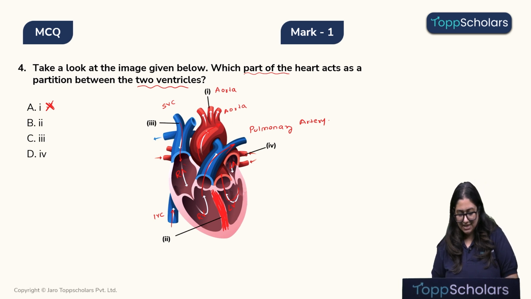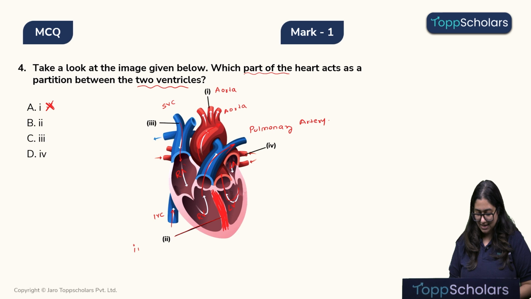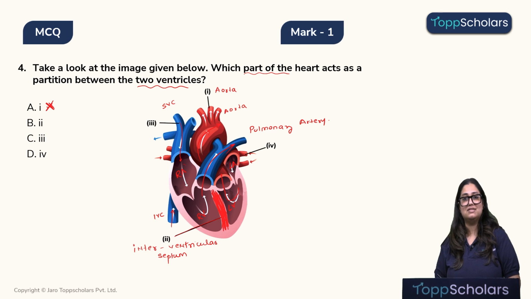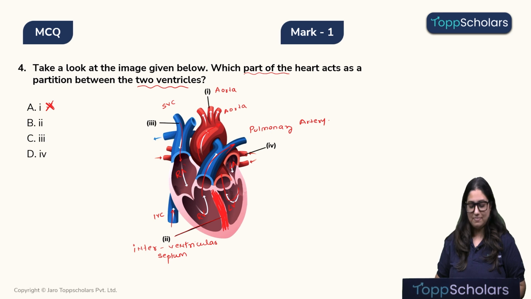Option B points at label number 2. Label number 2 is this, which is exactly dividing the right ventricle from the left ventricle. This is known as the interventricular septum. What is it known as? Interventricular septum. Septum is a membrane. Inter means between the ventricles. So the interventricular septum is a membrane that separates the 2 ventricles from each other.